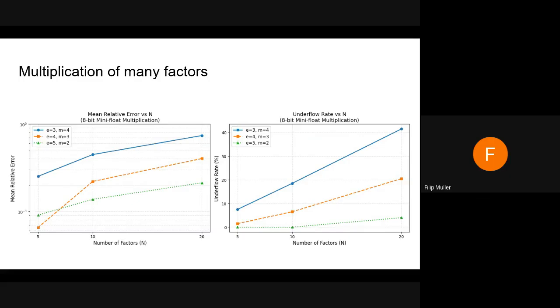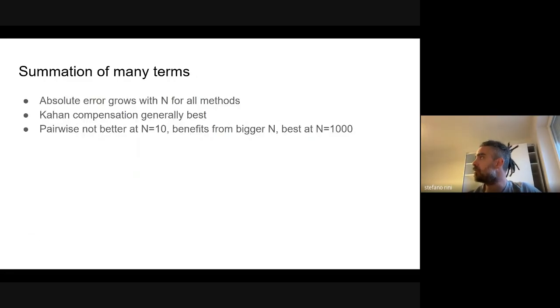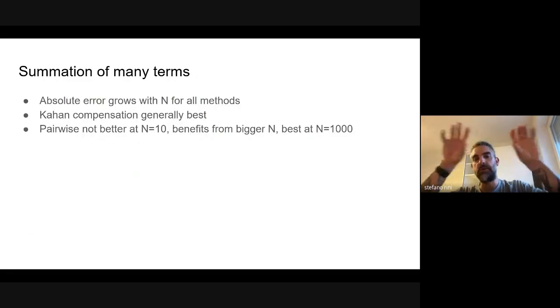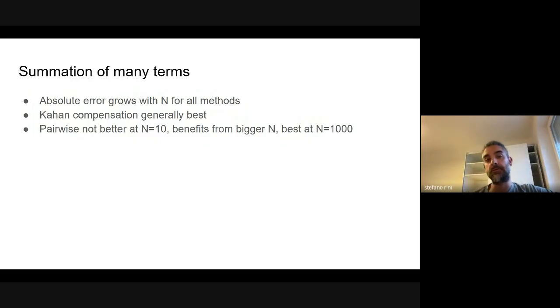That also makes sense because you're consuming a lot of memory, right? So the more n, the more you're using your memory to store the intermediate results and you lose less precision. Yeah? Go ahead.